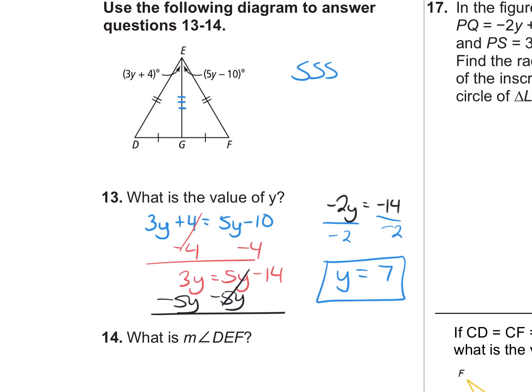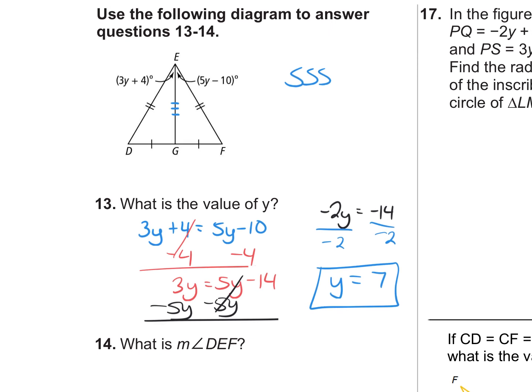Okay, and then on number 14, it's asking for the measure of angle DEF. Is that the whole thing or half of it? It's the whole thing. Make sure you draw this out so you know you're finding the correct thing here. They are talking about that whole angle here. How do we find that angle measure? A couple different ways.